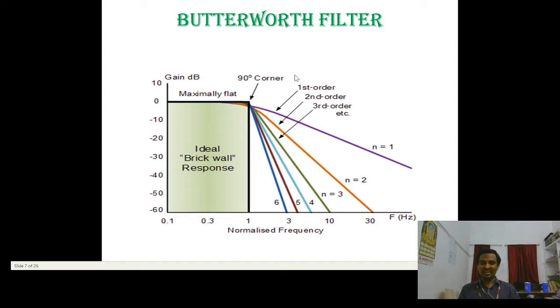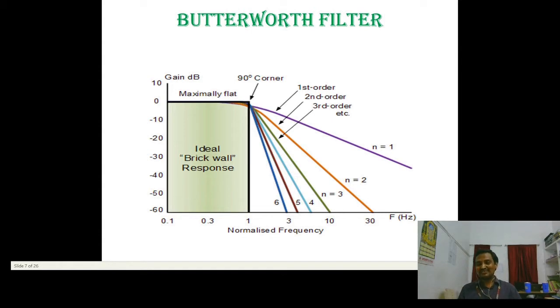This is one type of filter that will be used in electronic circuits. Here it has different orders of sections: first order section, second order section, third order section, like nth order section. If it goes on increasing, it will be seen as an ideal brick wall response. That means it will be shown in the shape of a brick, meaning maximum flatness will appear.